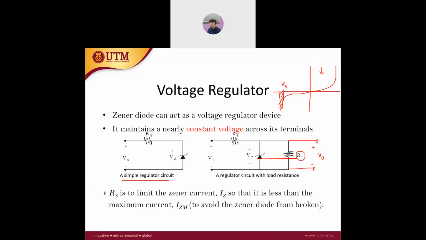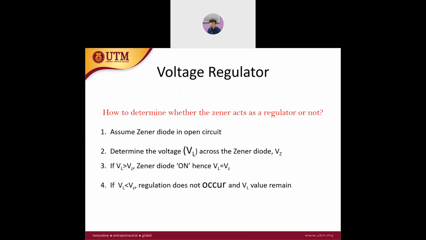RS is to limit the Zener current IZ so that it is less than the maximum current IZM, because we cannot have current greater than IZM, otherwise this will potentially risk our Zener diode to be broken. So that's why we have this RS. It's a current limiting resistor. Okay. So next, voltage regulators.